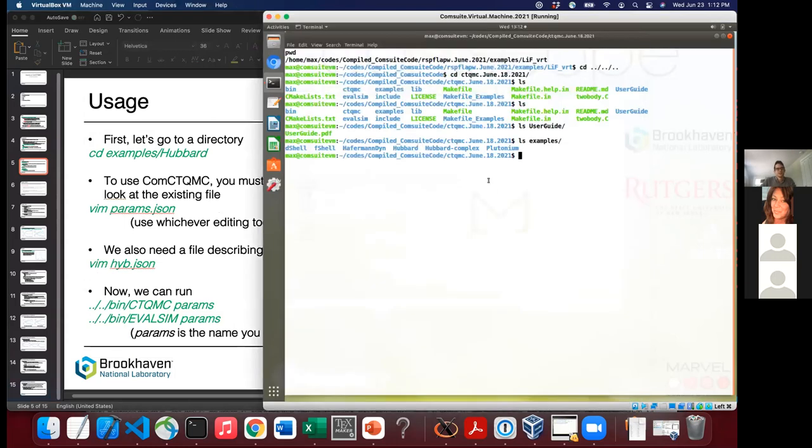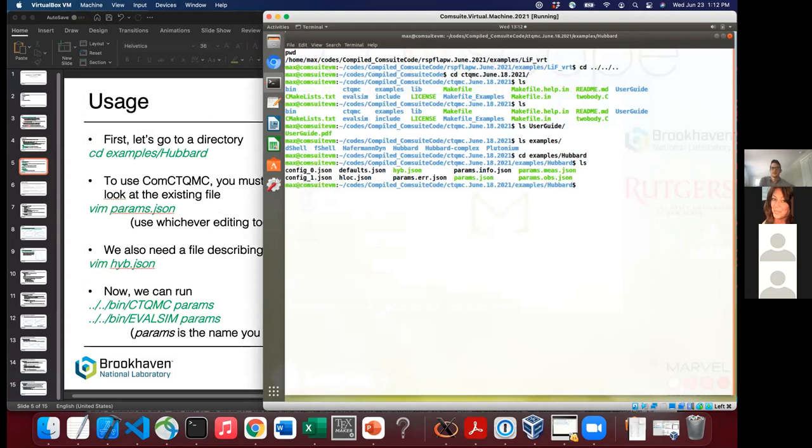Okay, so let's dive into using it. First we're going to go to the examples, Hubbard. In here, there are a number of files, which are things that you need to input as well as some outputs. So there are already some of what you can expect here. What you actually need as input is this params.json, which is your input file describing the simulation, and hybrid.json, which is describing your hybridization functions.